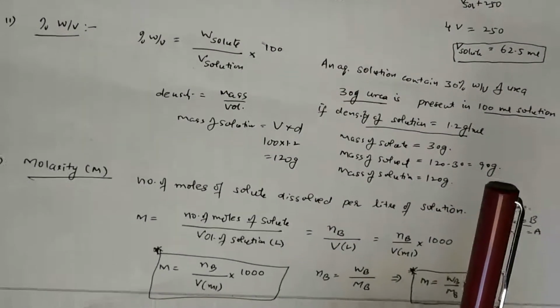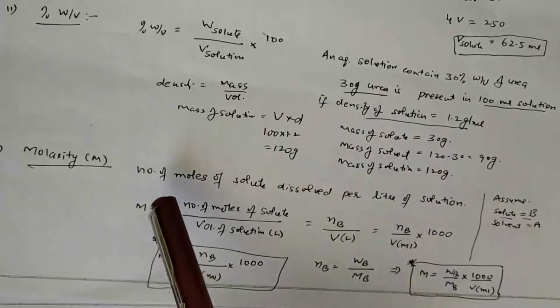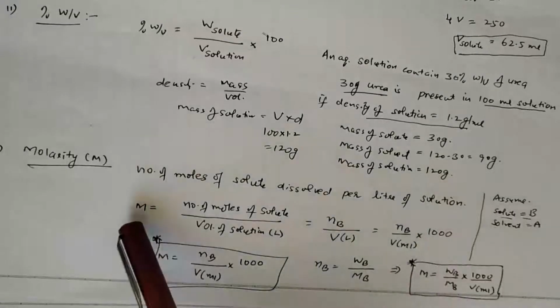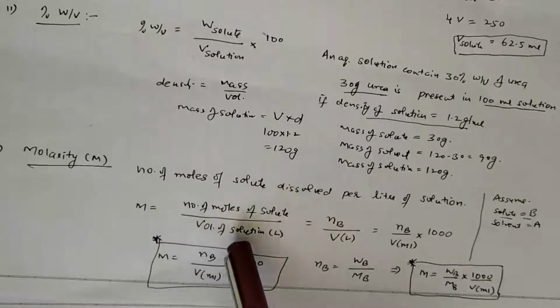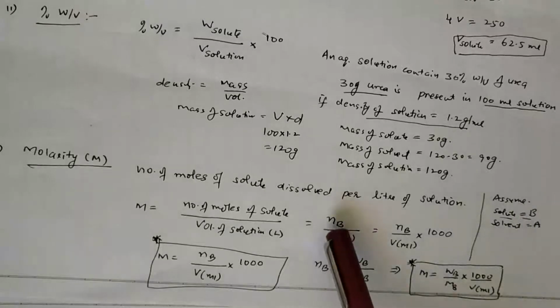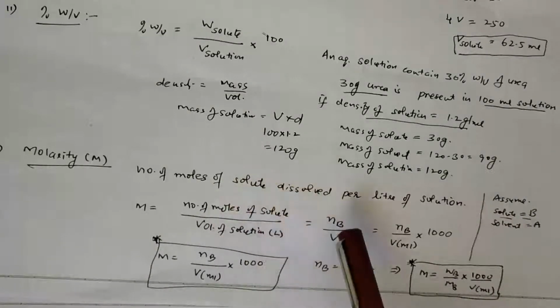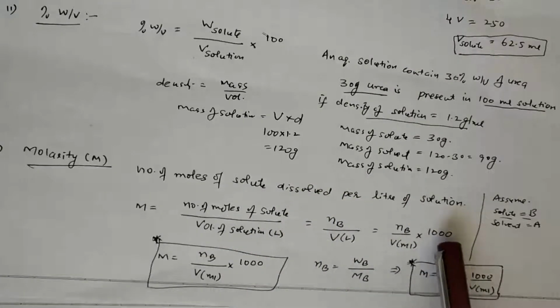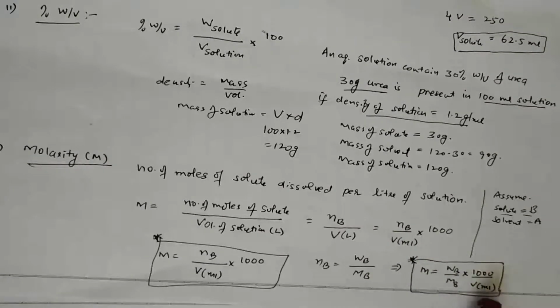Now the third term is molarity. The definition of molarity is the number of moles of solute dissolved per liter of solution. So M is number of moles of solute over volume of solution in liters. Here we will assume solute means B, solvent means A. NB is the number of moles of solute, V is the volume of solution. If you take ml, you multiply by 1000. Number of moles is calculated as weight of the substance given divided by molar mass. So the overall formula of molarity is WB upon MB into 1000 upon volume in ml.